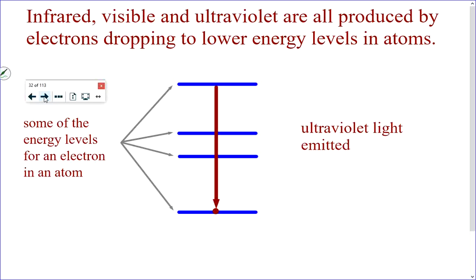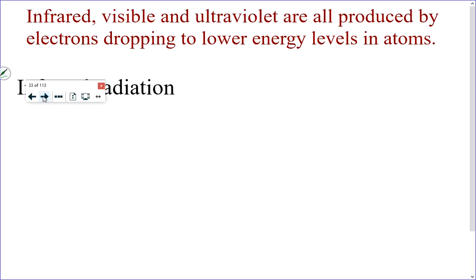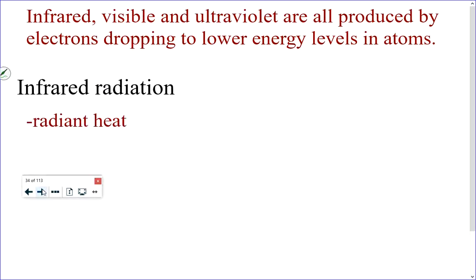Somebody asks, well, the next one is X-rays, so can it fall so far to produce X-rays? No. None of the atoms in our universe have energy levels that far apart that would produce X-ray radiation. So, let's talk about the specifics. What is infrared radiation? It's heat. It's what we call radiant heat.